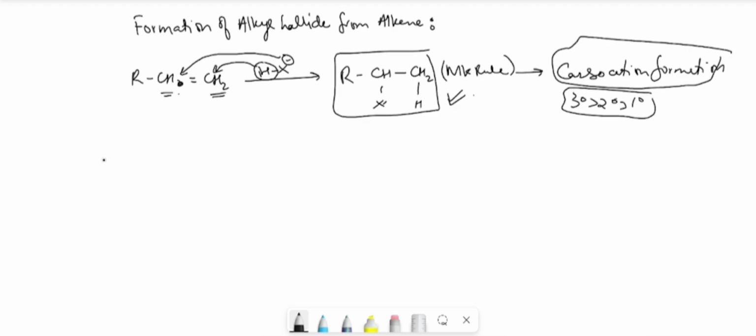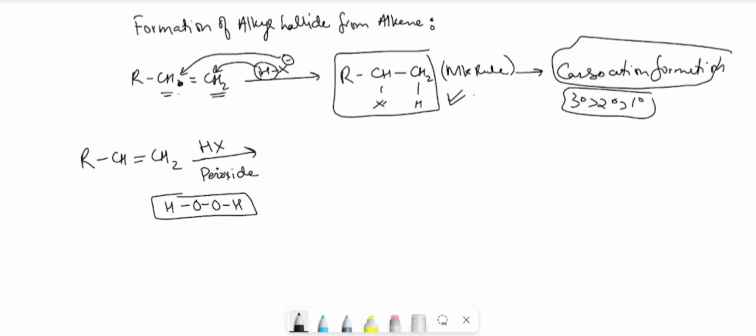But another question for you: if I give you an unsymmetric alkene like this, RCH=CH2 in presence of HX, but I change the reagent and add a reagent in this reaction. My reagent is peroxide. Peroxide means a compound in which there is an oxygen-oxygen bond, and then here can be R or hydrogen. We can take an example of HOOH, that is hydrogen peroxide right now.